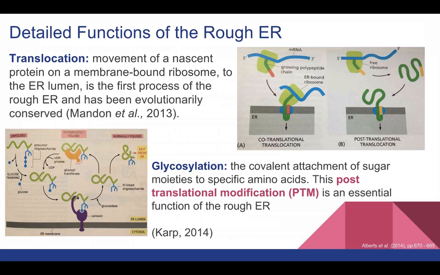Calnexin and calreticulin are ER chaperone proteins that only recognize N-linked oligosaccharides that have a single terminal glucose. This means that the chaperone proteins only recognize glycoproteins that have undergone a trimming process, in which 2 glucose molecules are removed from the precursor N-linked oligosaccharide. When the third and final glucose is removed, the glycoprotein can dissociate from the chaperone proteins and leave the ER.